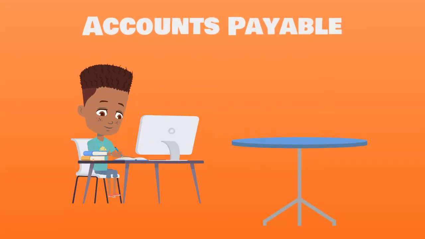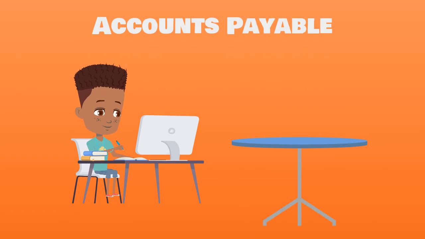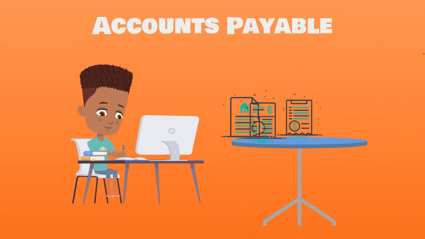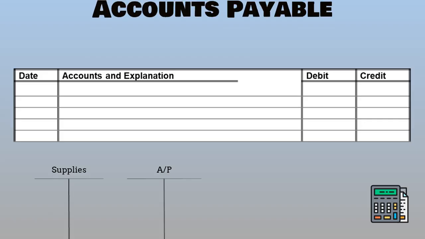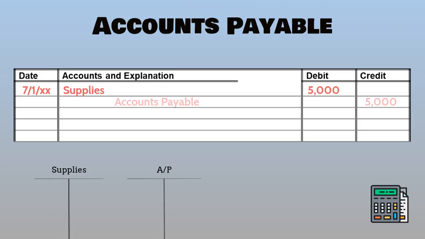These are all expenses of running the business, and as the obligations arise, it creates an account payable until that bill is paid. Example, the journal entry to buy supplies on account is a debit to supplies, which is an asset account, and a credit to accounts payable, a liability account.